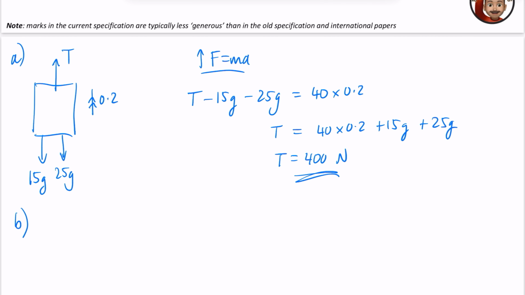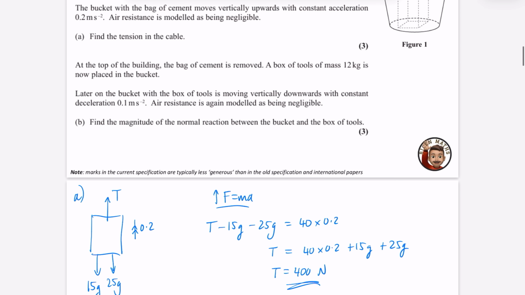And this is where we're going to think a little bit more carefully about what happens in part B. At the top of the building, so we're now at the top, the bag of cement is removed. A box of tools of mass 12 kilograms is now placed in the bucket. So they pulled up some cement, they're now going to let down some tools.